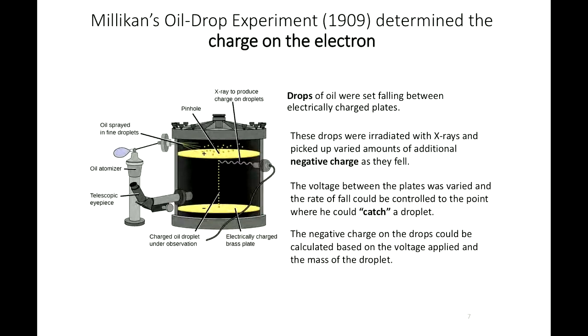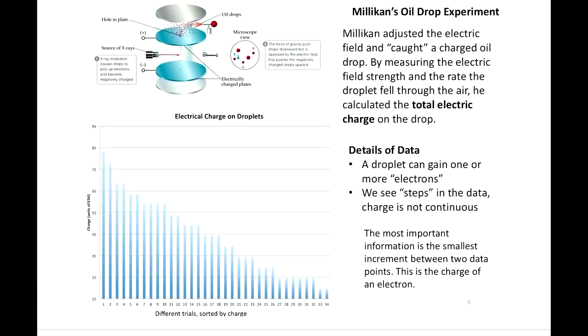So he did this thousands and thousands of times, and he got data that looked like this. Each of these bars is a trial, and it shows the charge of one oil droplet in one experiment, all right? The brilliance of Millikan, and why he got a Nobel Prize here, is how he interpreted this data. It just looks like a bar graph to you, right? And so the question is, what's the important information here?